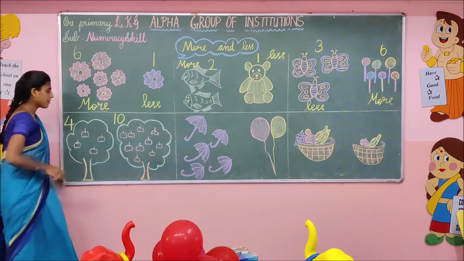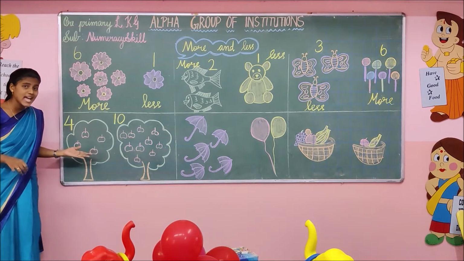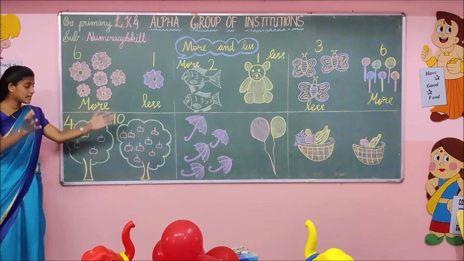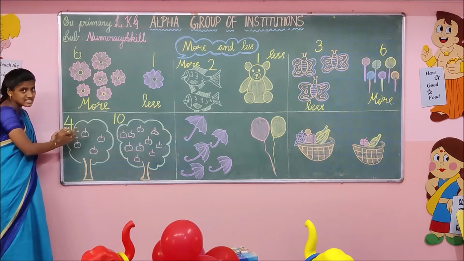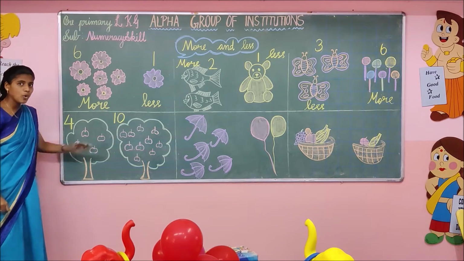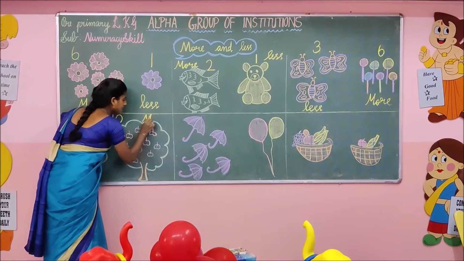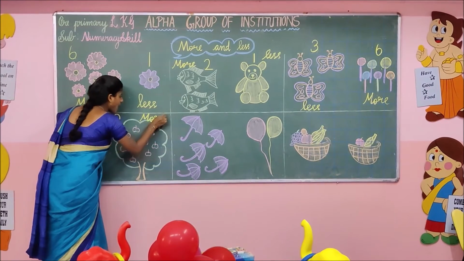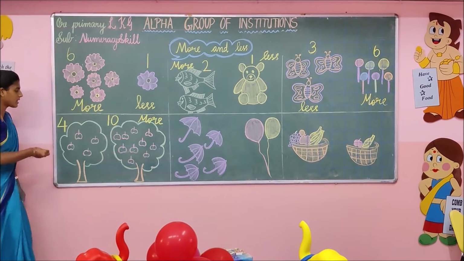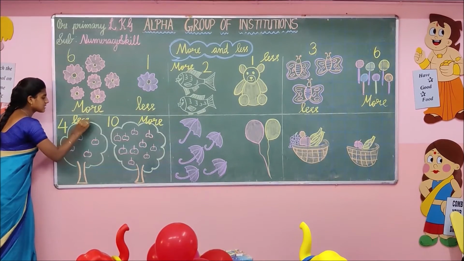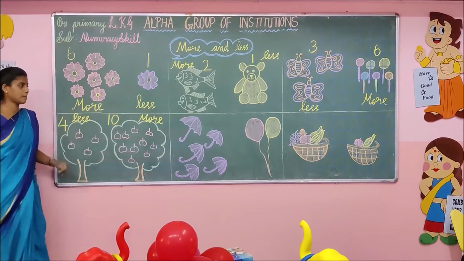Okay. Which is more and which is less? If this tree has more apples and this tree has fewer apples. Shall we write more and less? Okay, more. M O R E. More. And this is less. L E S S. Less.